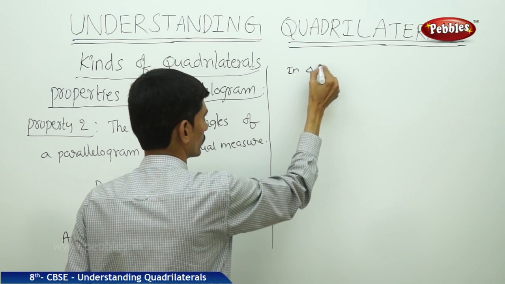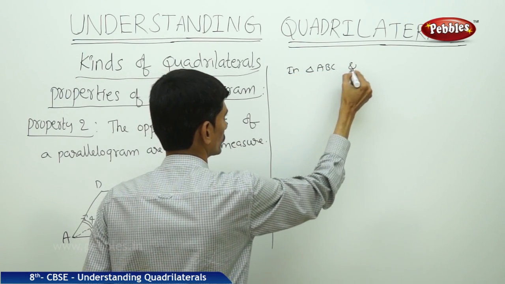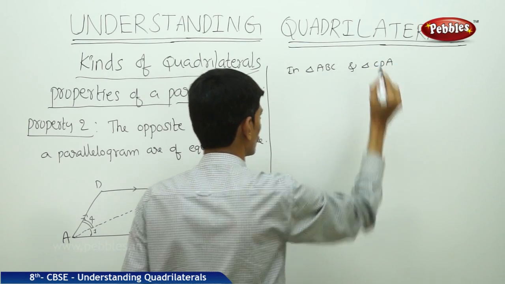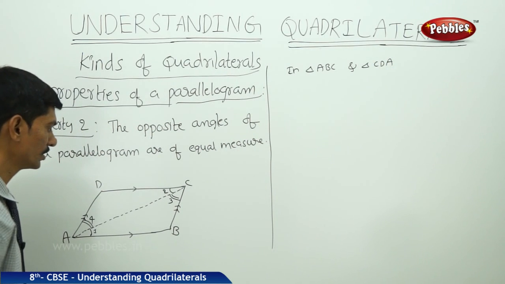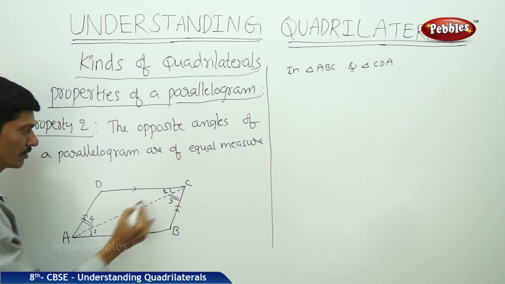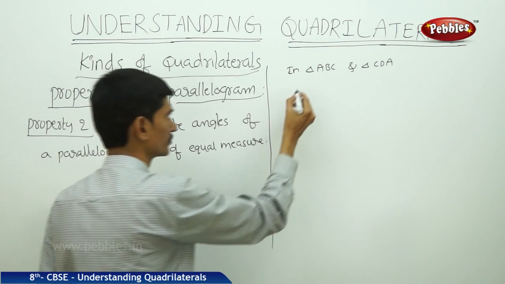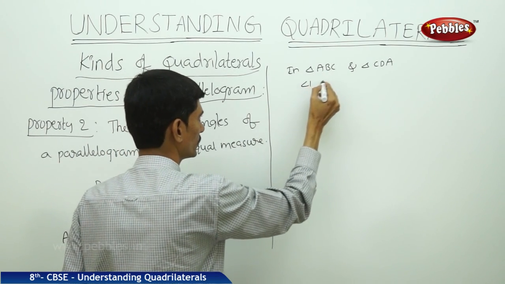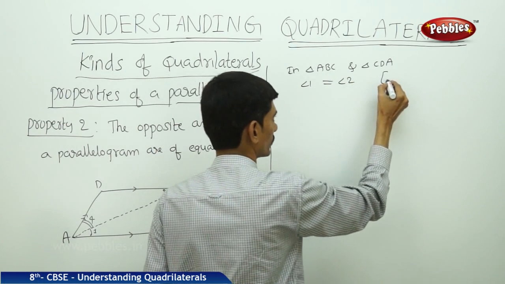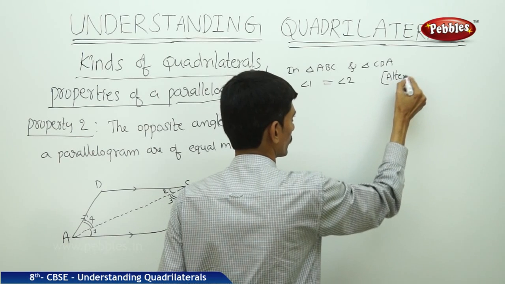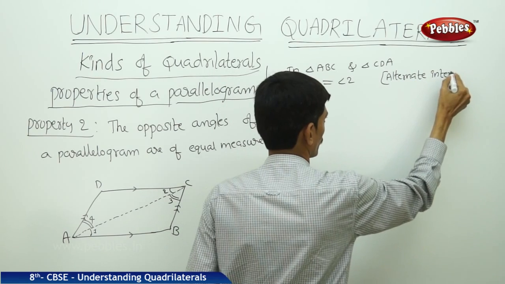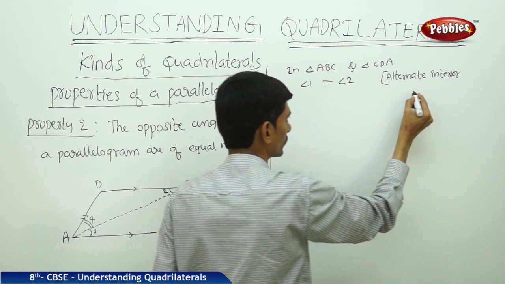In triangle ABC and triangle CDA. So if we consider triangle ABC and CDA, then angle 1 equals to angle 2. So in triangle ABC, angle 1 equals to angle 2 in triangle CDA, because alternate interior angles.